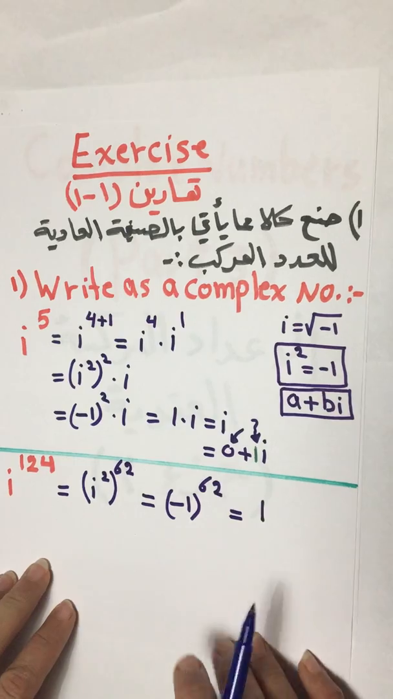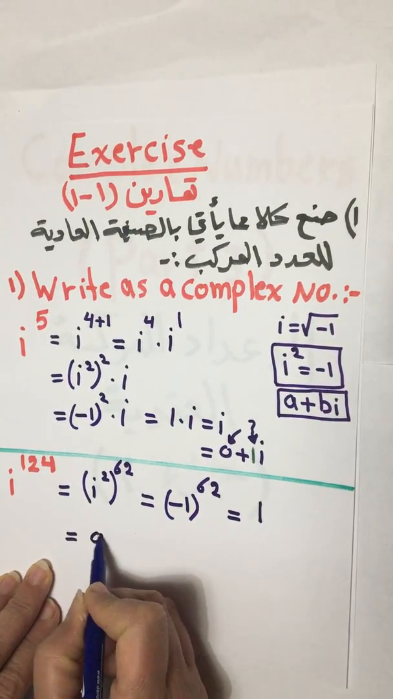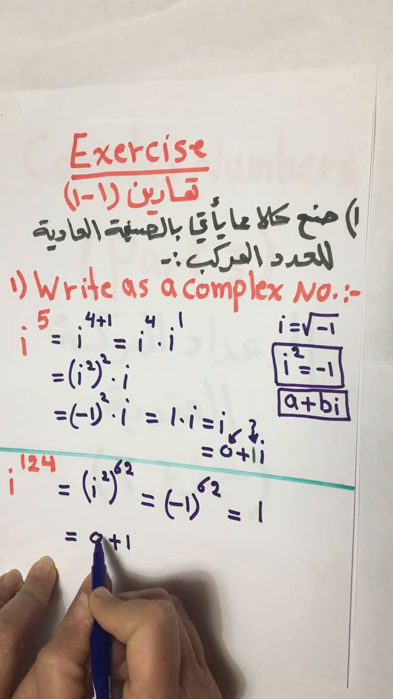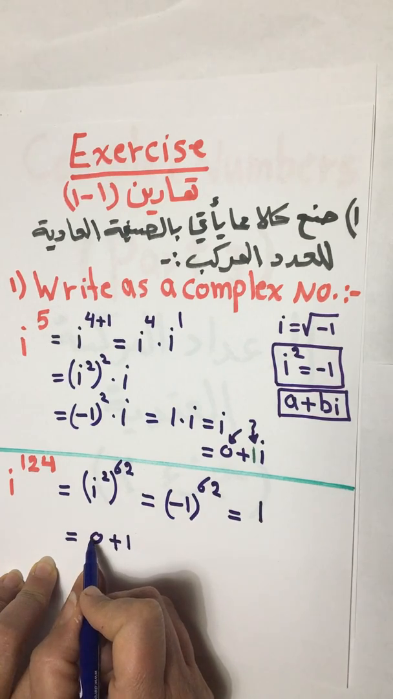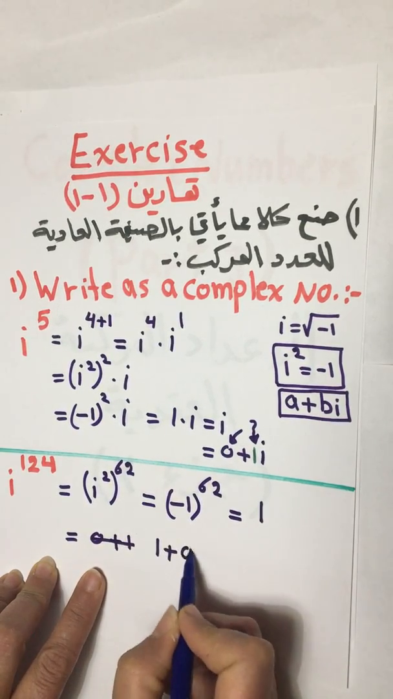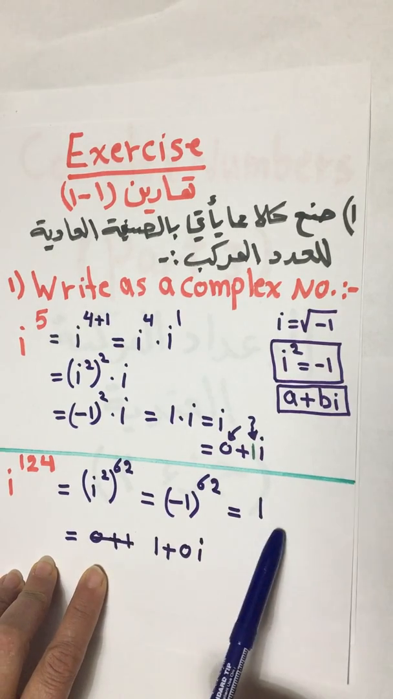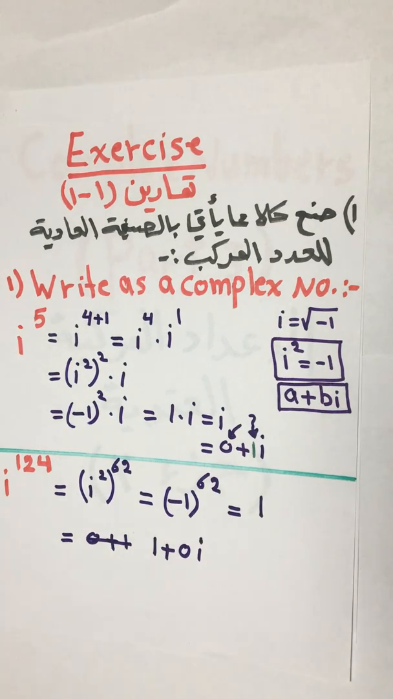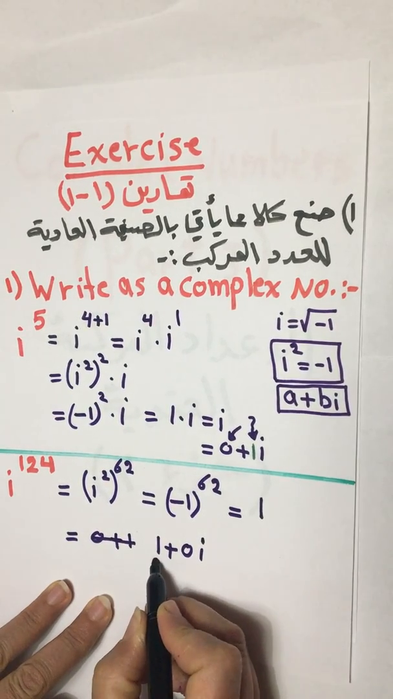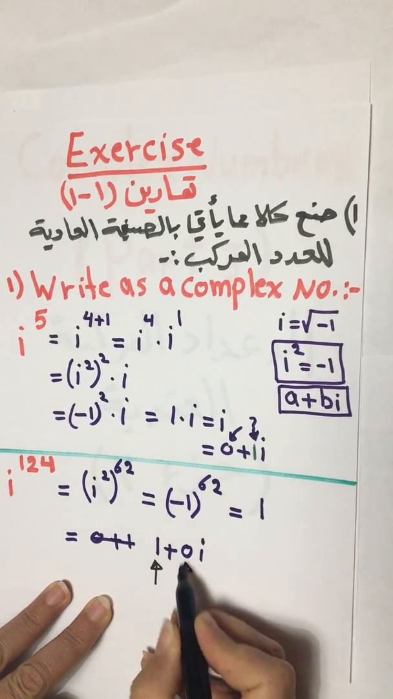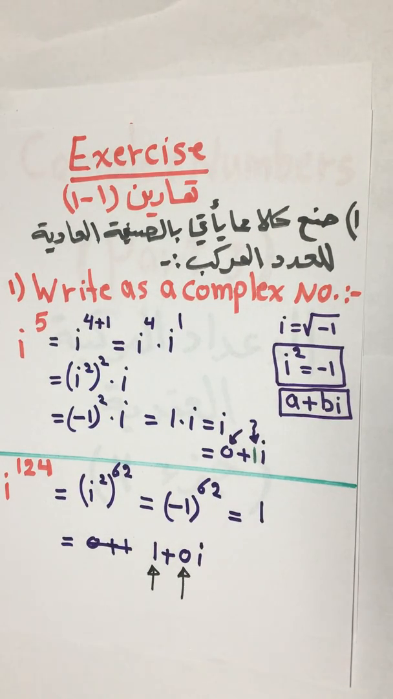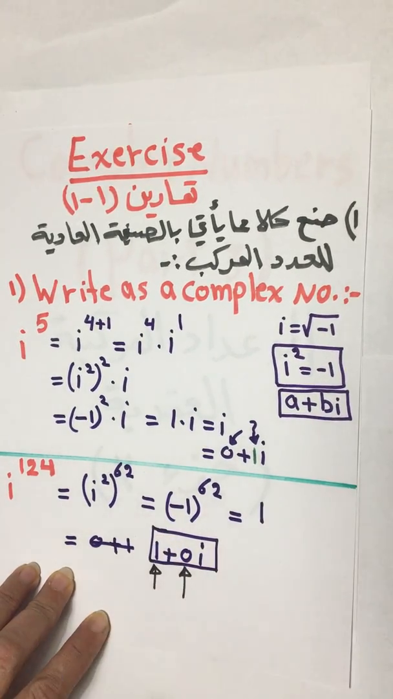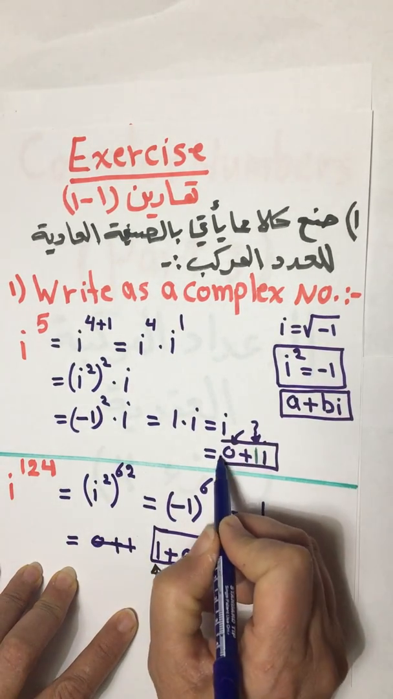I have to write it as a complex number. This is the real part, so the answer is 1 plus 0 I. The imaginary part is 0. I don't have an imaginary part, so 1 is the real part and this 0 is the imaginary part. This is the complex number.